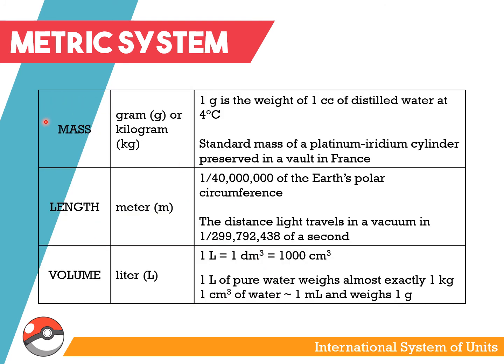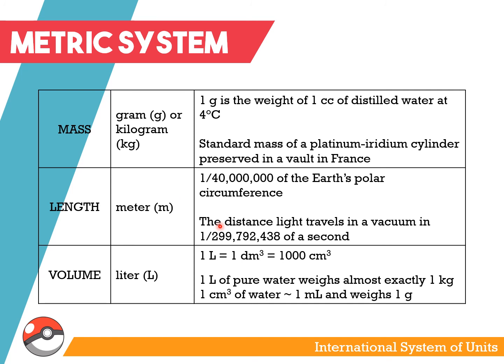So for the quantity mass, the desired unit is gram or kilogram. We should know that 1000 grams is equal to 1 kilogram. Let us note that 1 gram is the weight of 1 cc or cubic centimeter of distilled water at 4 degrees Celsius. And the standard mass of a platinum iridium cylinder preserved in a vault in France is the basis for 1 kilogram.